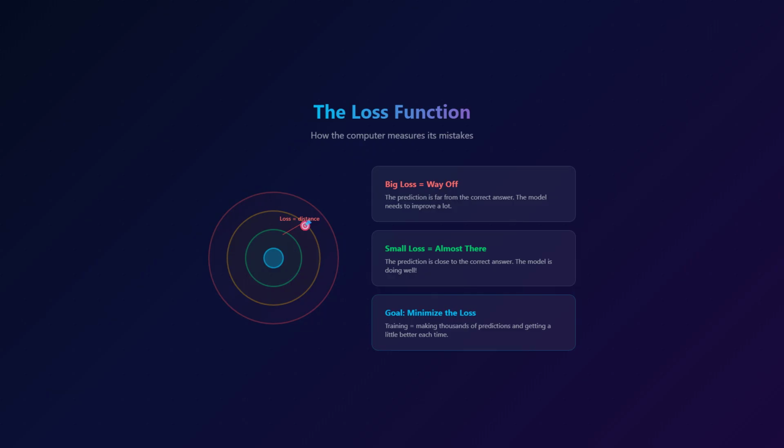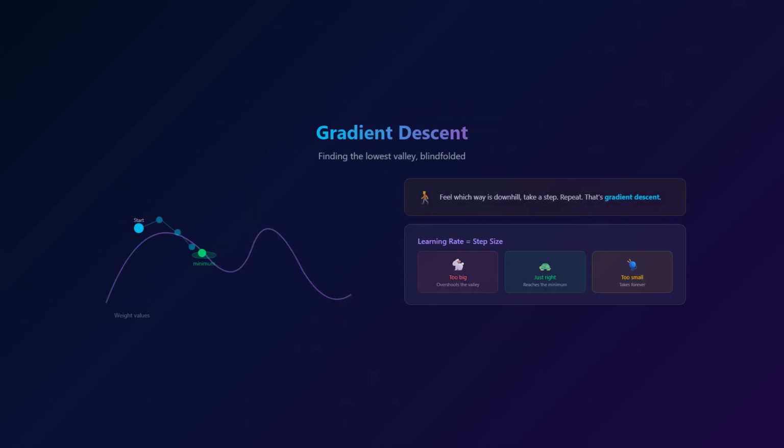That's the whole idea. So how do we actually make the loss smaller? This is where gradient descent comes in. Imagine you're blindfolded, standing on a hilly landscape, and you need to find the lowest valley. What would you do? You'd feel the ground around your feet, figure out which direction slopes downhill, and take a careful step that way. Then you'd feel around again and take another step. That's gradient descent. The gradient tells you which direction is downhill, and the model takes a small step in that direction by adjusting its weights.